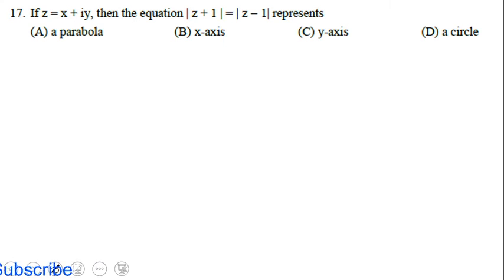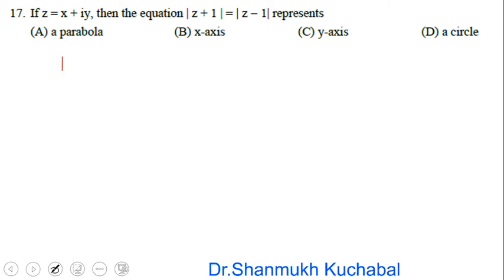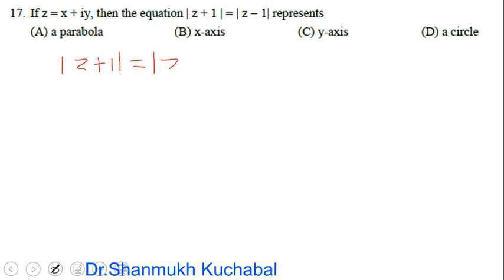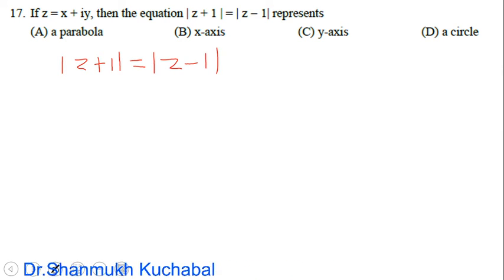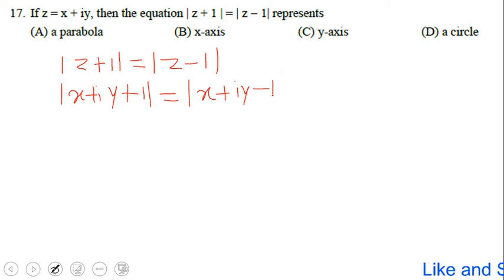Okay, so we'll move to our next example. Example number 17. If z equal to x plus iy is a complex number, then the equation mod of z plus 1 equal to mod of z minus 1. So we will substitute the z value as x plus iy plus 1 as it is, and here z is x plus iy minus 1.